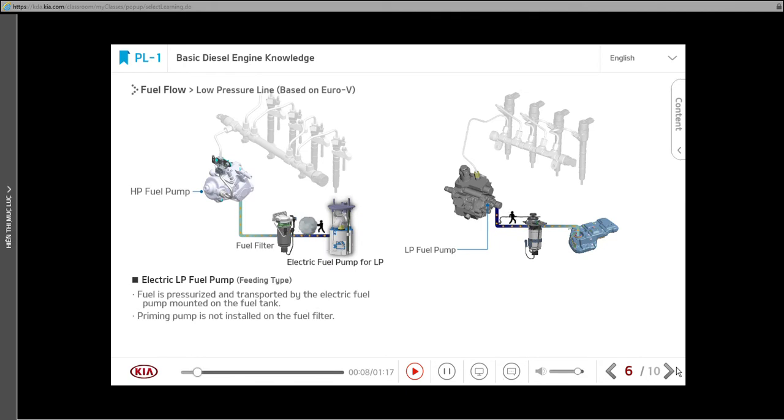The feeding type uses an electric low-pressure fuel pump in the fuel tank to deliver fuel to the high-pressure pump. Positive pressure is generated in the low-pressure fuel line.